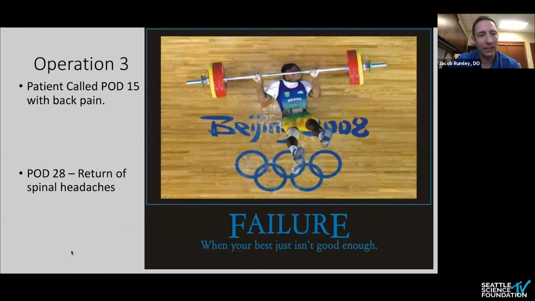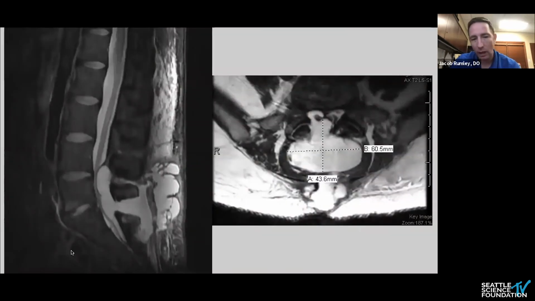Post-op day 15, she called. She had back pain. A month later, she called again. She had return of her spinal headaches. We got a repeat MRI at this time. Now it's a very large pseudomeningocele, still under 8 centimeters, so we're not a giant yet. So I guess we've technically won a little bit, but her wound is well healed. She's got back pain and a little bit of spinal headache.